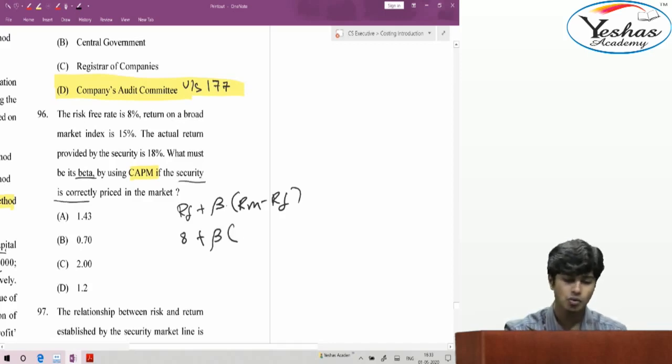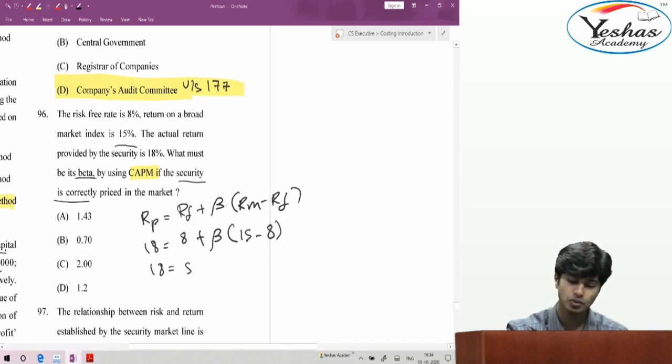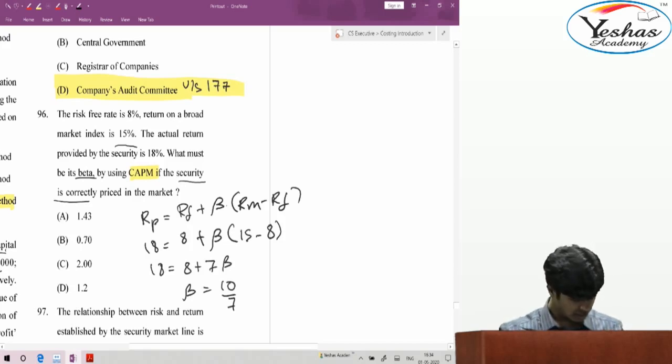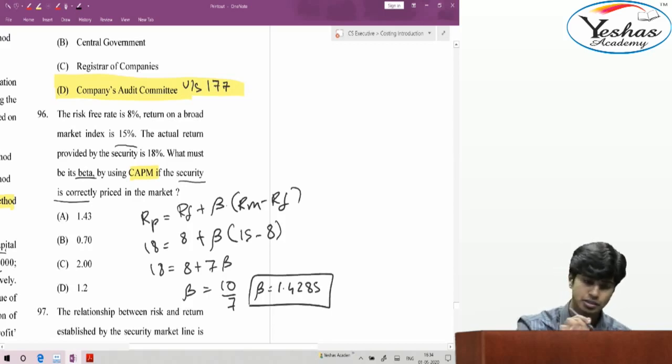So I'll write beta into what is the market rate? 15%. What is the risk-free rate? 8. And the actual return on the portfolio that you earned is basically 18. So 18 is equal to 8 plus 15 minus 8, which is 7, times beta. So beta will be 18 minus 8, that is 10 by 7. Am I right? So if I do 10 divided by 7, I get 1.4285. That's my answer. So they're basically asking us to find the beta here. So the answer is A.